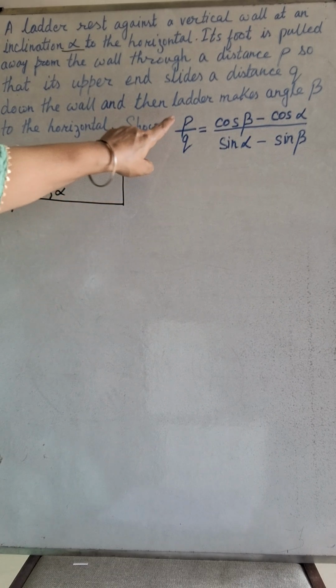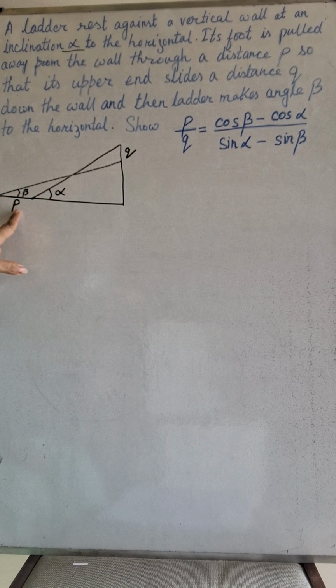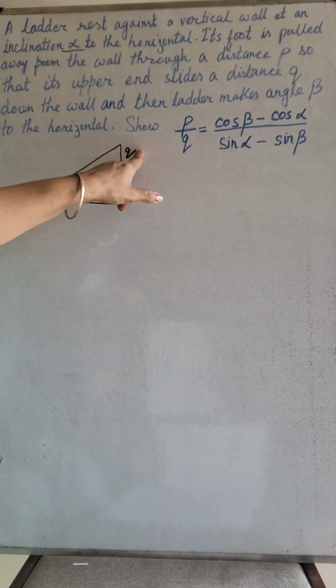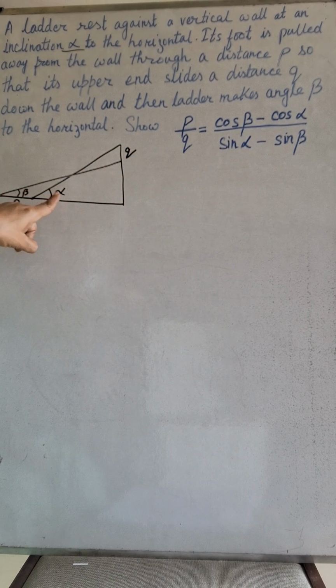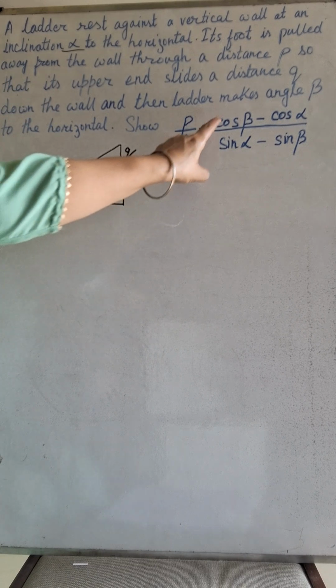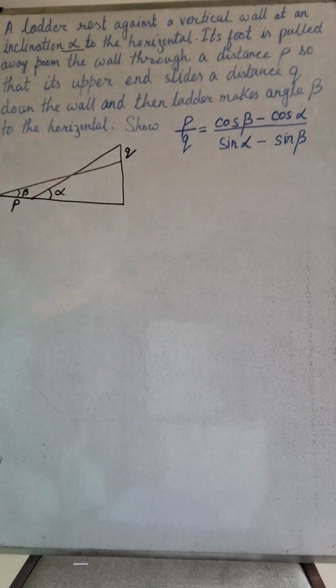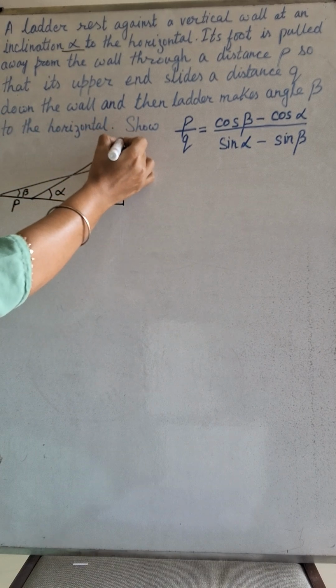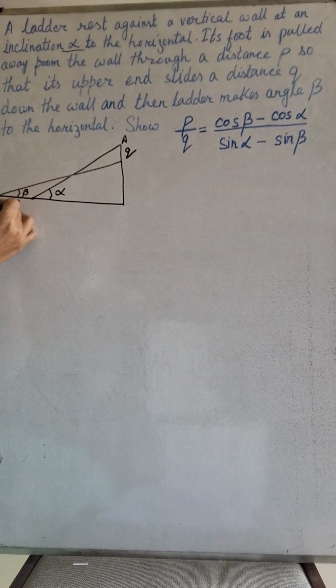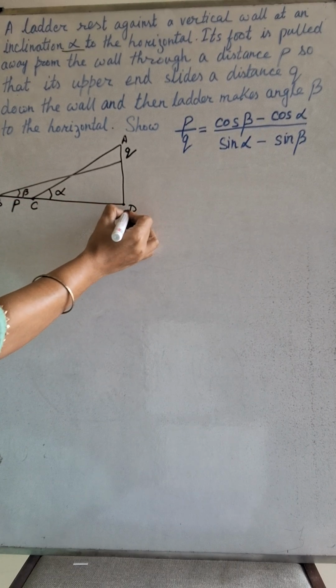If you see, the relation is in terms of p, it is in terms of q, it is in terms of cos of alpha, cos of beta, sine of alpha and sine of beta. This should give you the clue of where to start. You have to start with these relations only. So let us complete the diagram. Let this point be A, this point be B, this point be C, and this point be D.